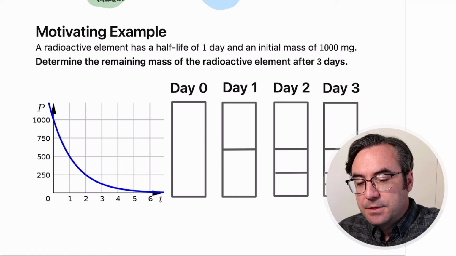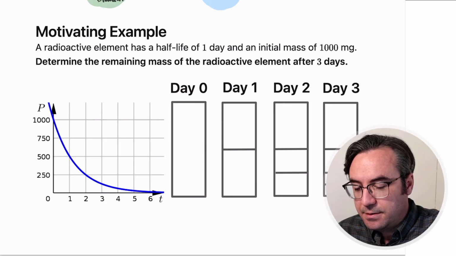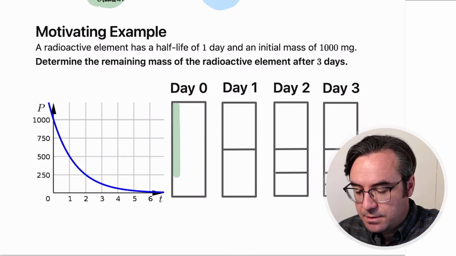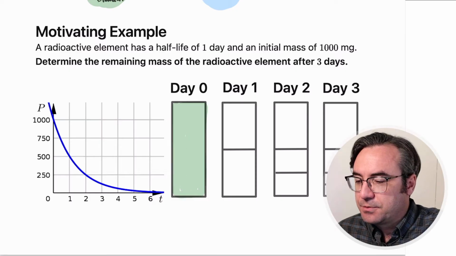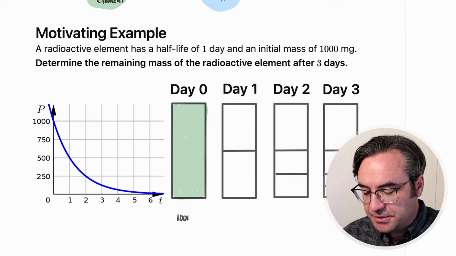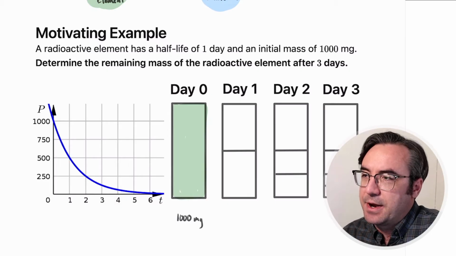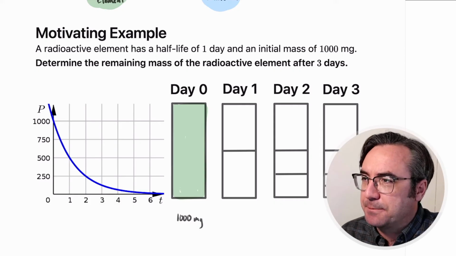All right, so let's look at day 0. Day 0, we've got our whole radioactive element here. So this whole thing is radioactive. So the whole sample is 1,000 milligrams. All of our radioactive sample there.